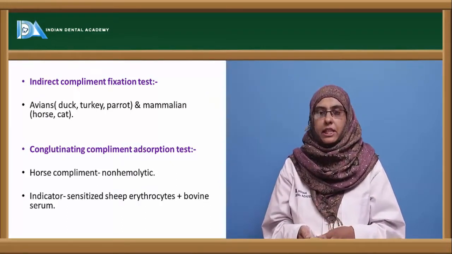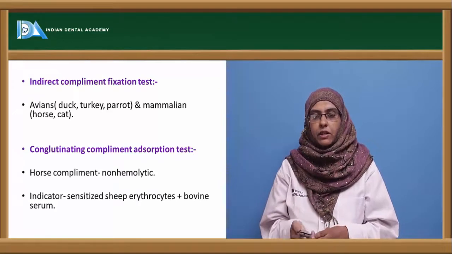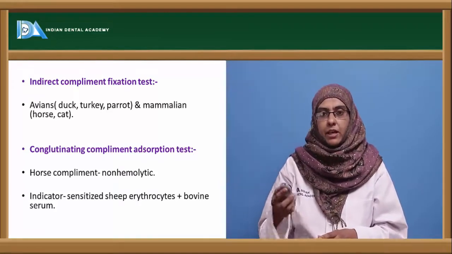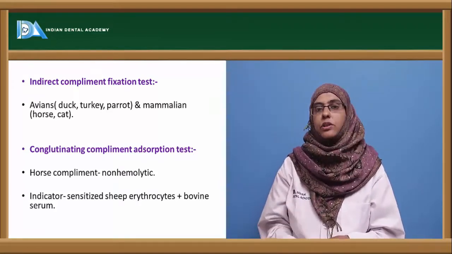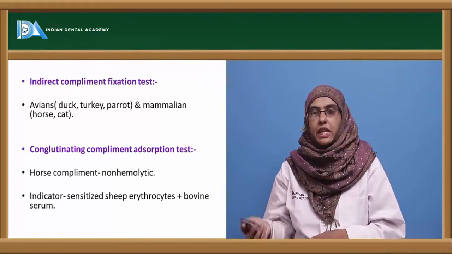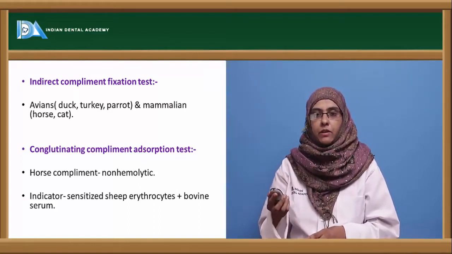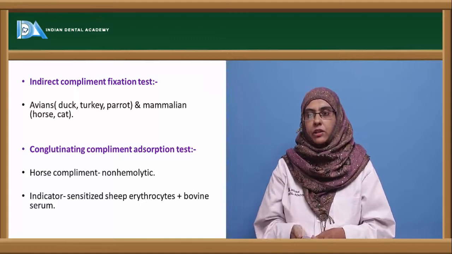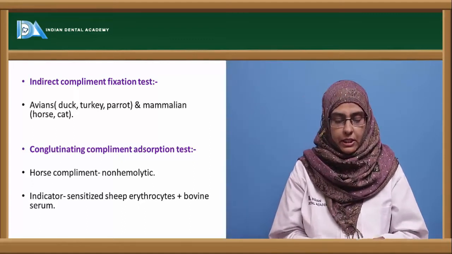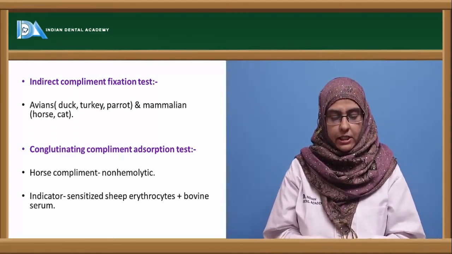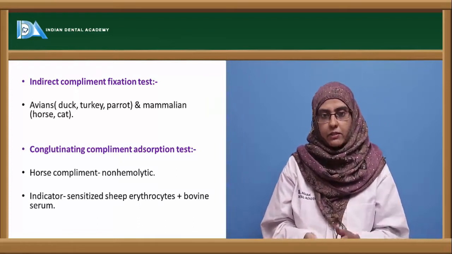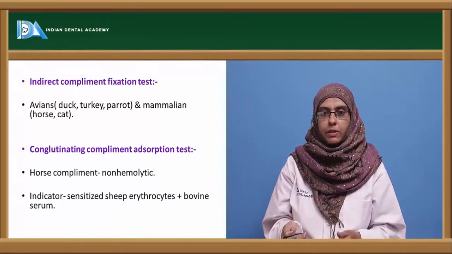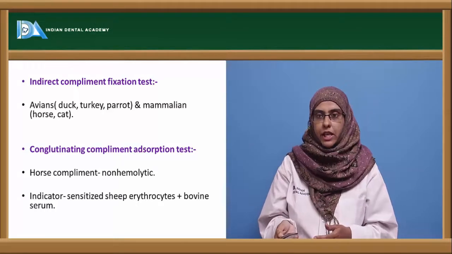The indicator antigen used here is a sensitized sheep erythrocyte along with bovine serum. The bovine serum has a component called conglutinin that is able to agglutinate the sheep RBCs. Now, in the conglutinating complement absorption test, agglutination of the sensitized cells will not take place, which indicates a positive reaction.